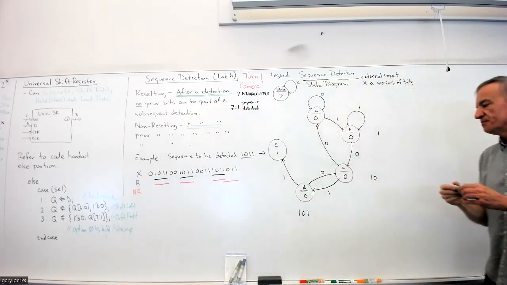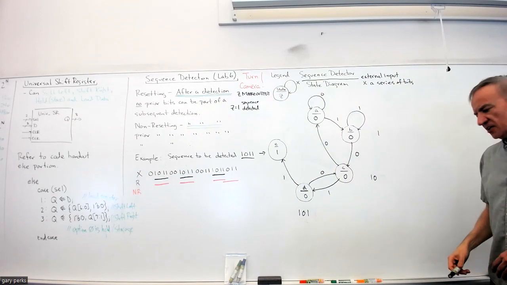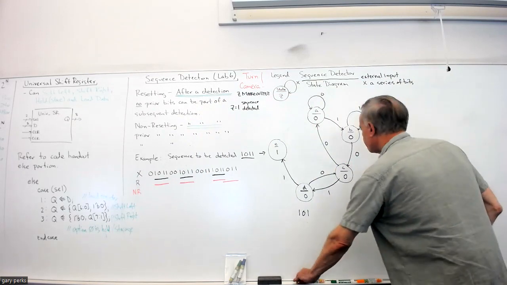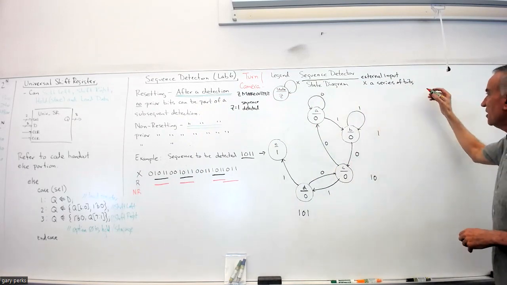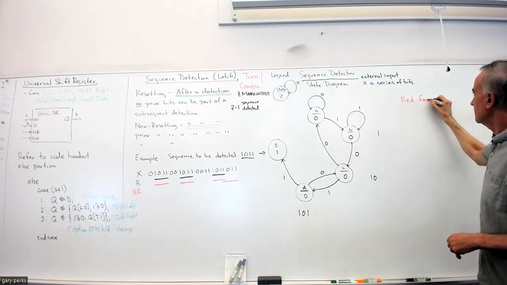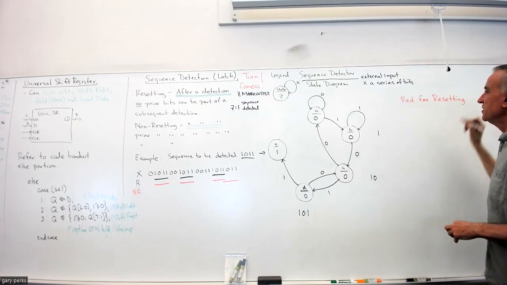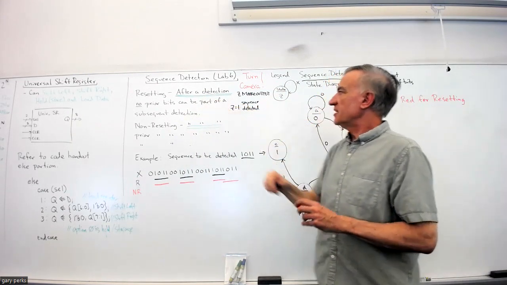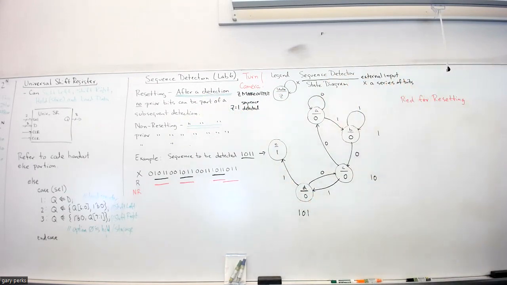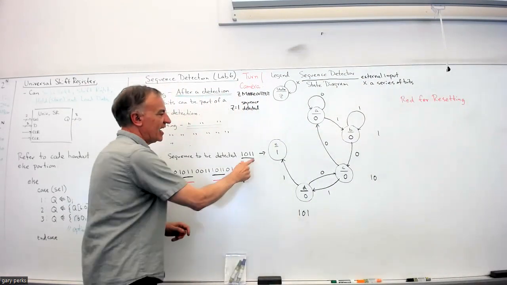All right, so let's finish this. I need my other colors here. Let's do red for reset. Okay, so we're doing resetting. So remember, resetting means after a detection, no prior bits can be part of a subsequent detection. So we get to state E where we've had a detection.